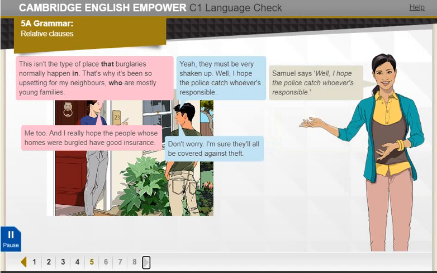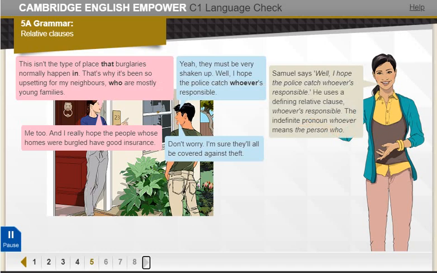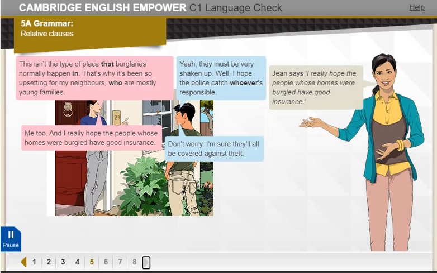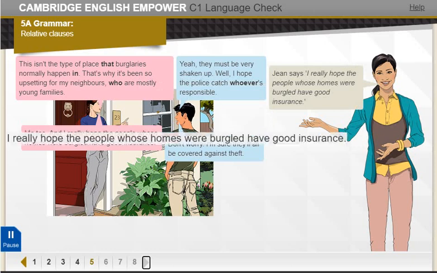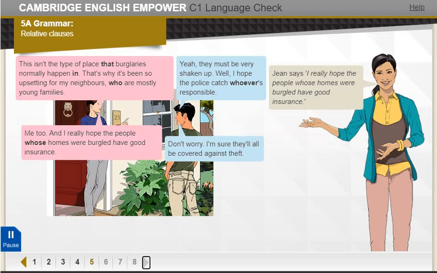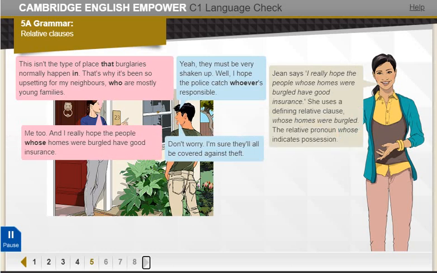Samuel says, well, I hope the police catch whoever's responsible. He uses a defining relative clause, whoever's responsible. The indefinite pronoun whoever means the person who. Jean says, I really hope the people whose homes were burgled have good insurance. She uses a defining relative clause, whose homes were burgled. The relative pronoun whose indicates possession.